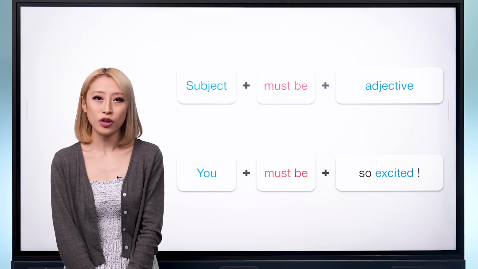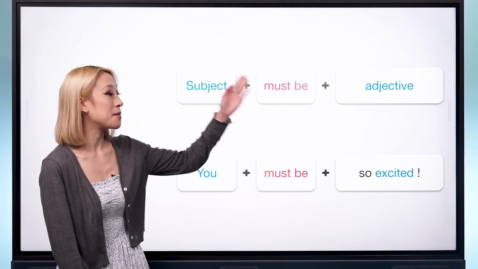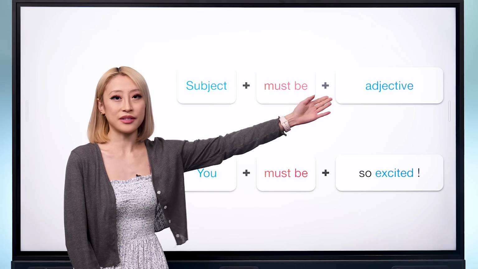Let's look at the sentence pattern. This pattern is the structure that all of our examples will follow. Subject plus must be plus adjective.